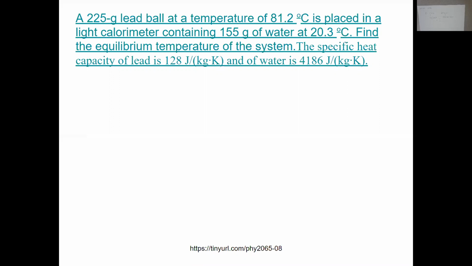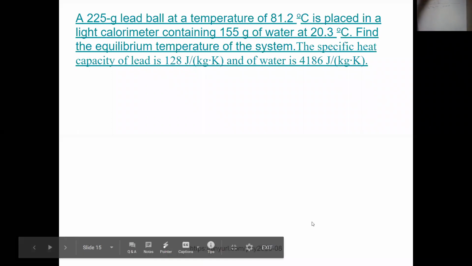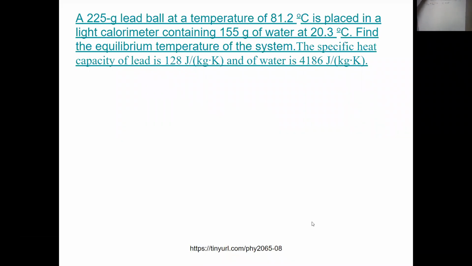All right. So you are going to use Q of lead, I'm going to use the chemical symbol here, lead is Pb, plus Q of water, H2O, equal to zero. For each of these Q, you're going to use Q equals M C delta T. Delta T is always T final minus T initial for the two. With those two equations, to start with, you can try to see if you can figure out the final temperature, and we'll take a look at the solutions together in a few minutes here.